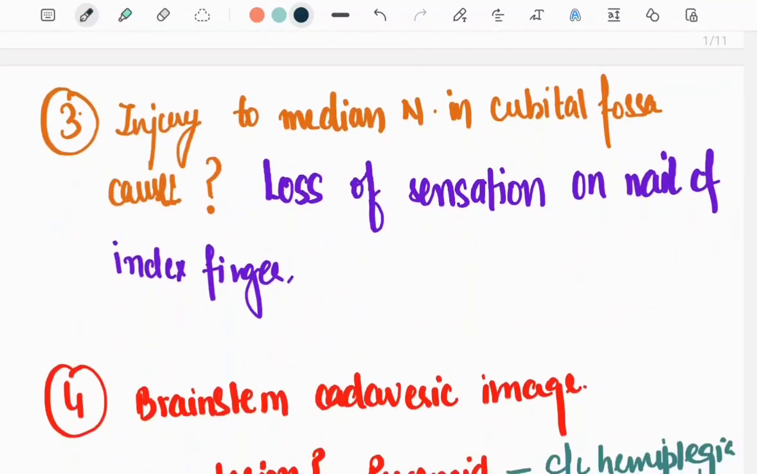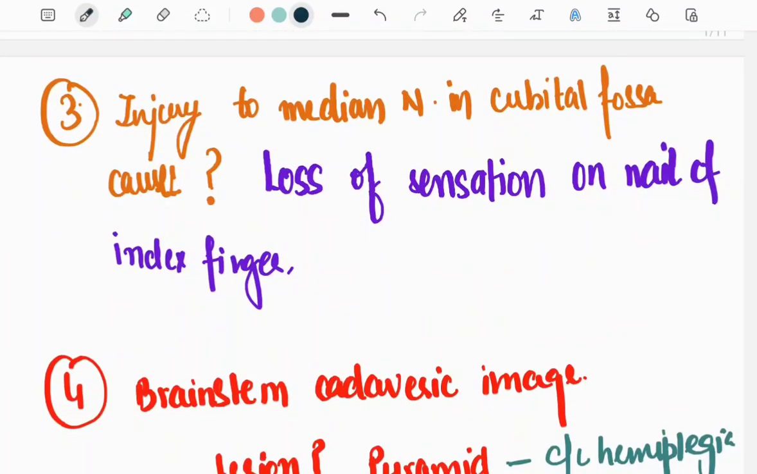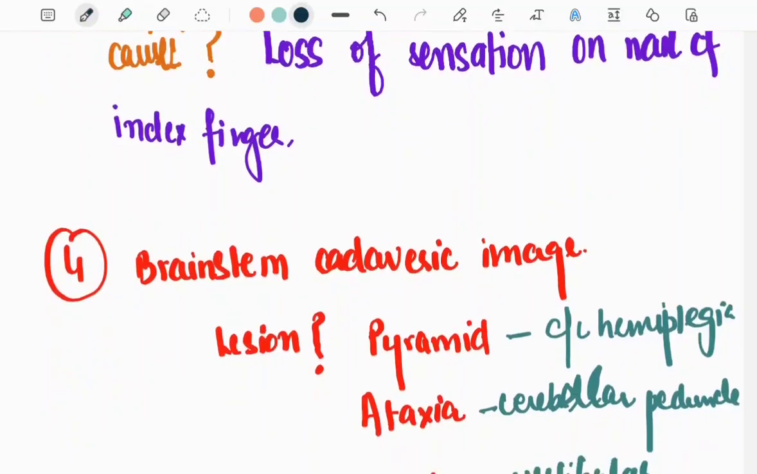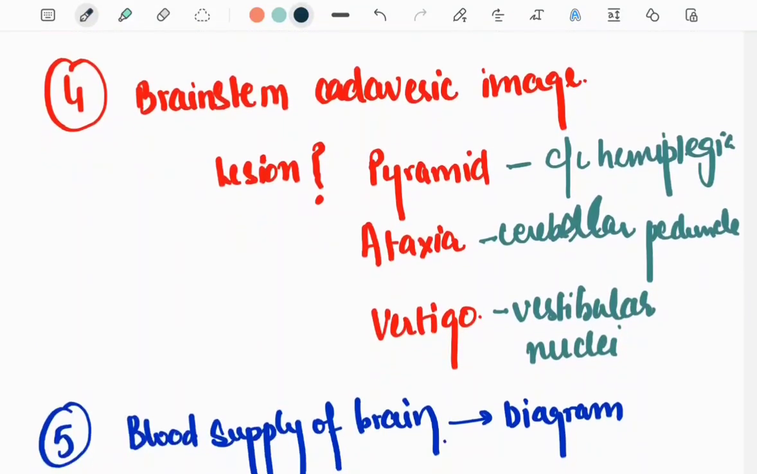So now next question. Injury to median nerve at cubital fossa will cause? So you have to learn all the nerve injuries in the hand, what they can cause. So the answer was loss of sensation on nail of index finger. Learn the injuries of hand nerves by heart.